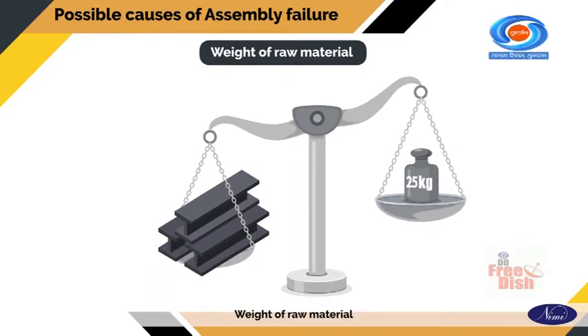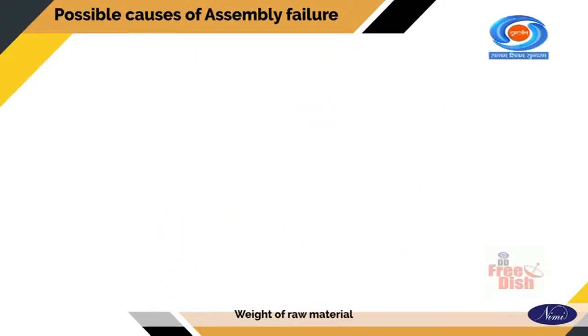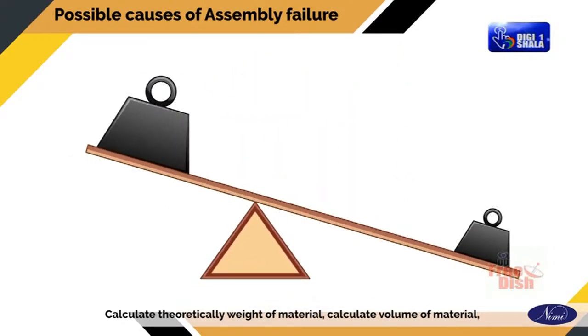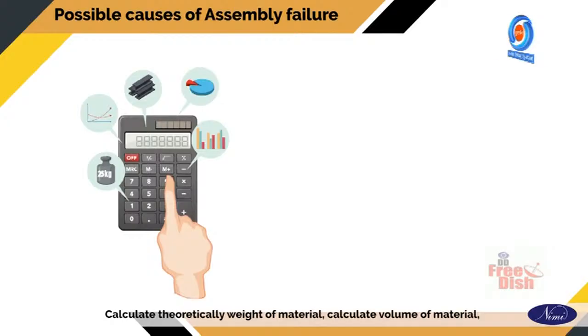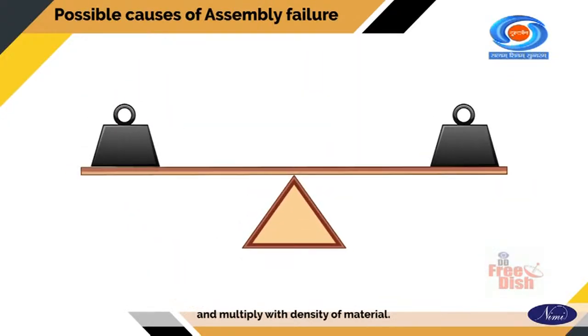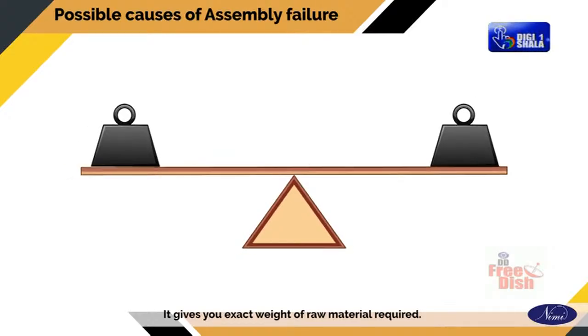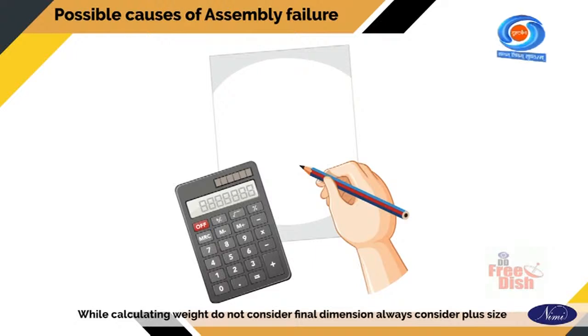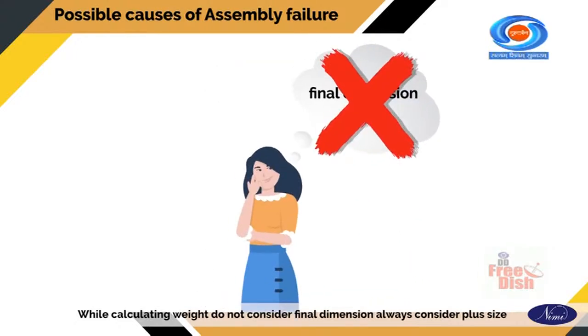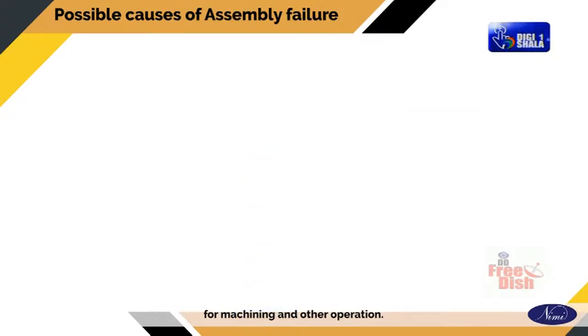Weight of raw material. Calculate theoretically weight of material. Calculate volume of material and multiply with density of material. It gives you the exact weight of raw material required. While calculating weight, do not consider final dimension, always consider plus size for machining and other operation.